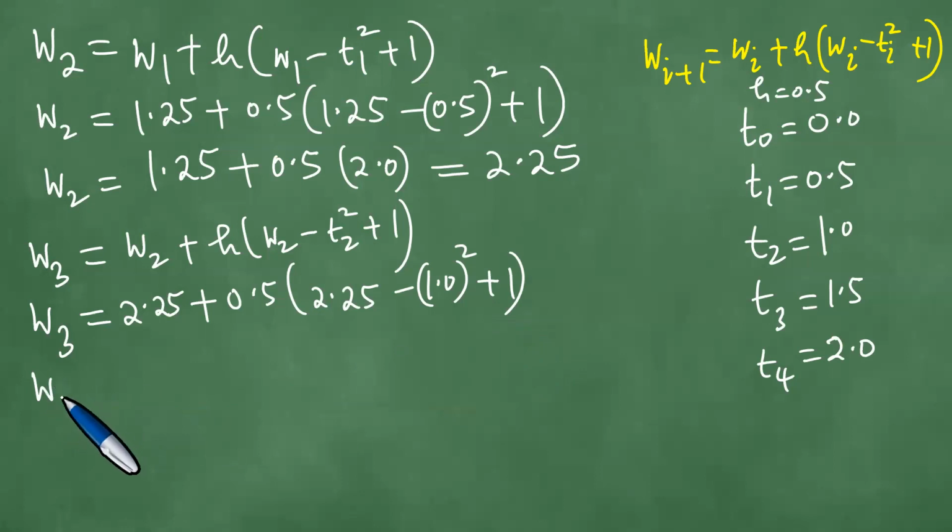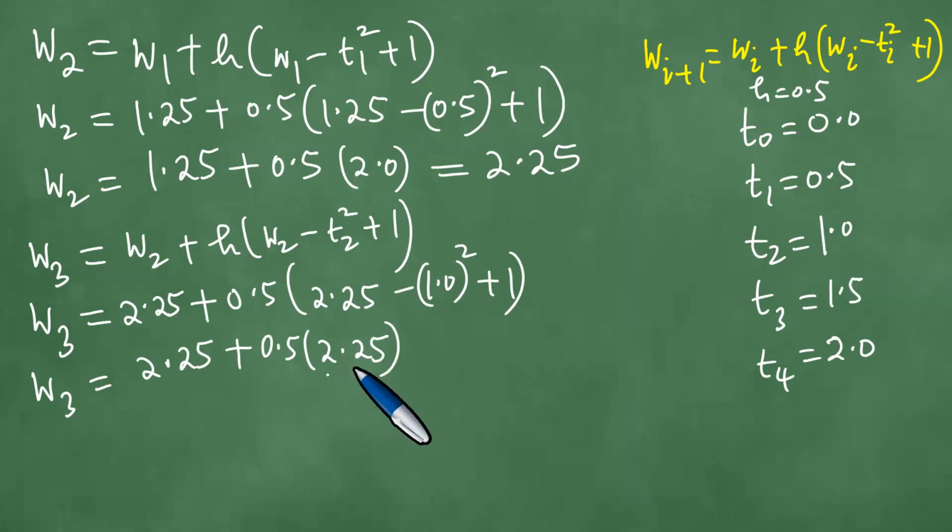So W3 is 2.25 plus 0.5 times what is inside the parenthesis, which is 1 minus 1 plus 1, which is 0. Wait, we have just 2.25 here, like so. What is W3? W3 becomes 3.375. So this one is our W3.